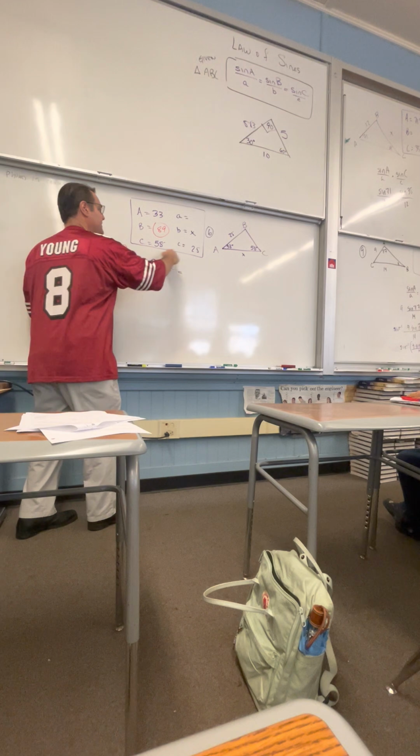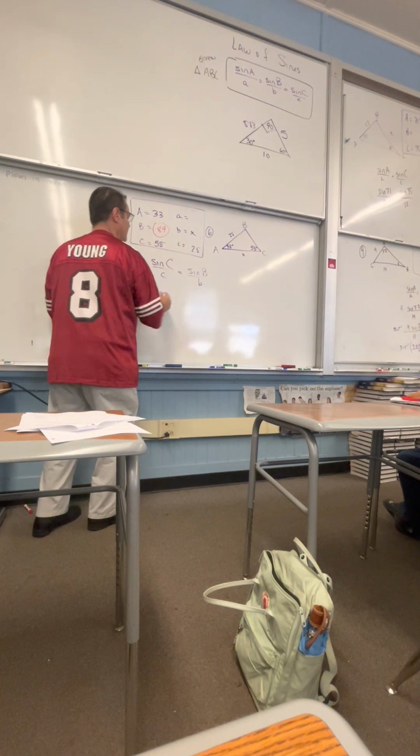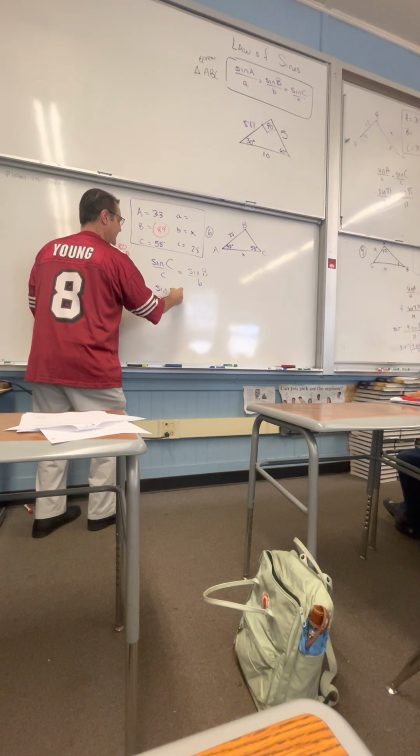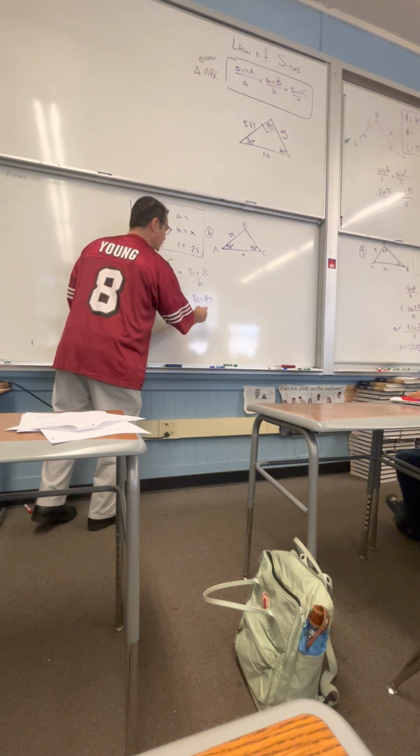Okay, so we're going to do sine of C and this one, sine of B over B. So the sine of 58 over 25 is equal to the sine of 89 over x.